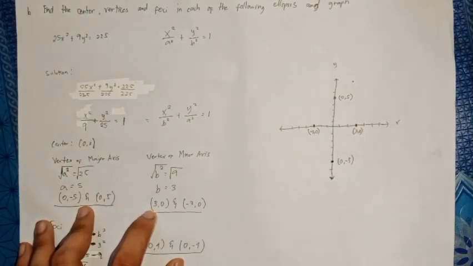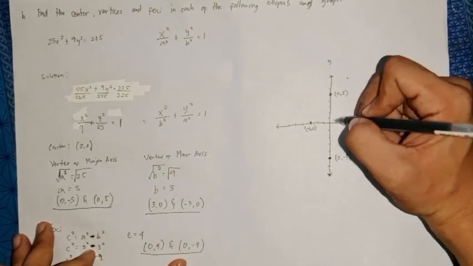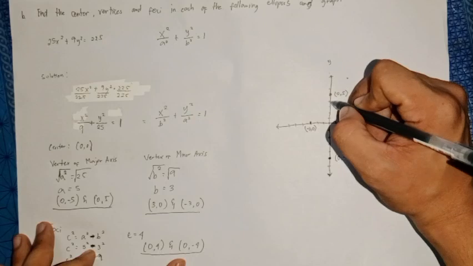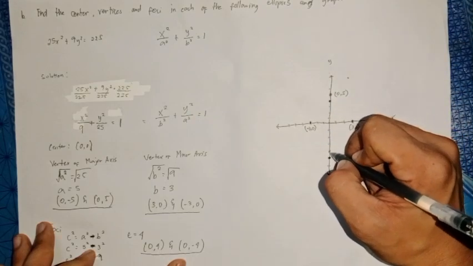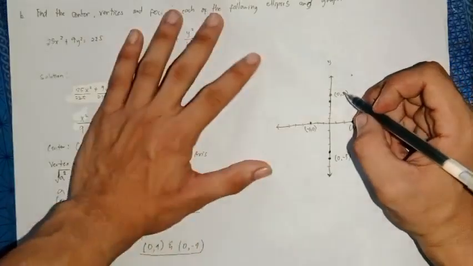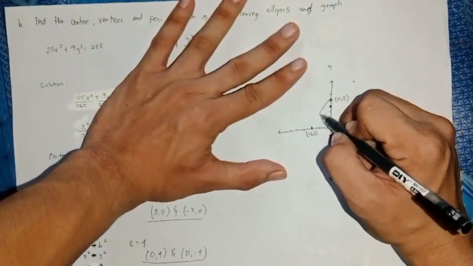Next, we have the foci. Since the foci are (0, 4): 1, 2, 3, 4. So this is now our foci. And (0, -4): 1, 2, 3, 4. Negative 4. Now let's connect the dots. I'm not good at drawing this.